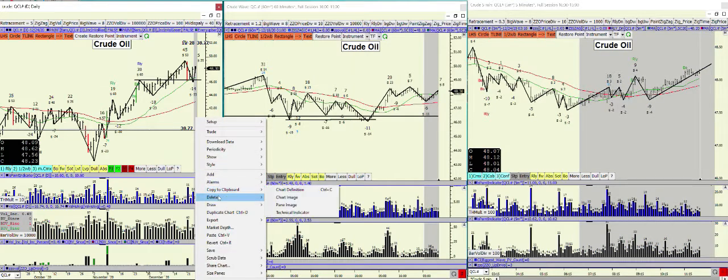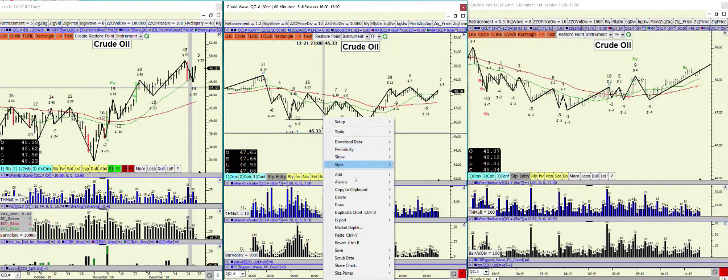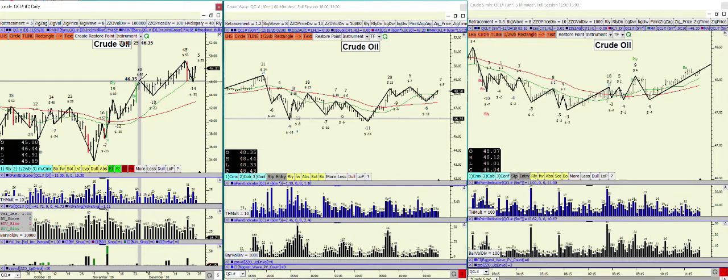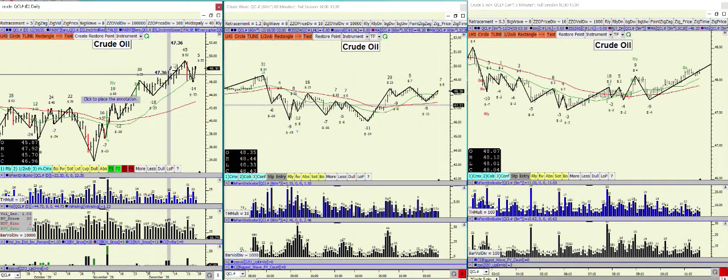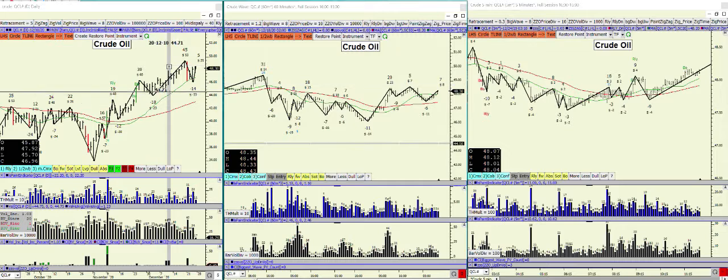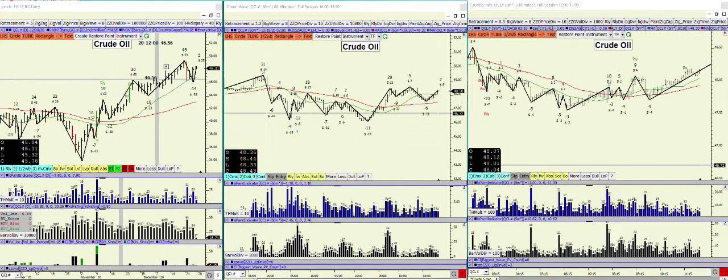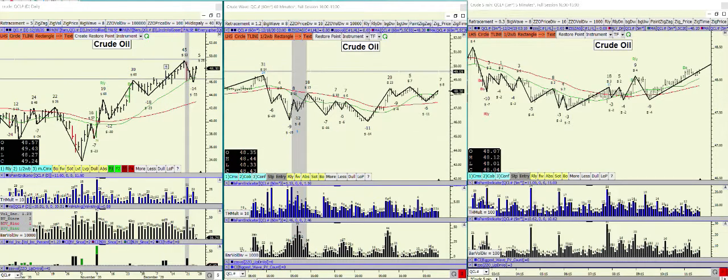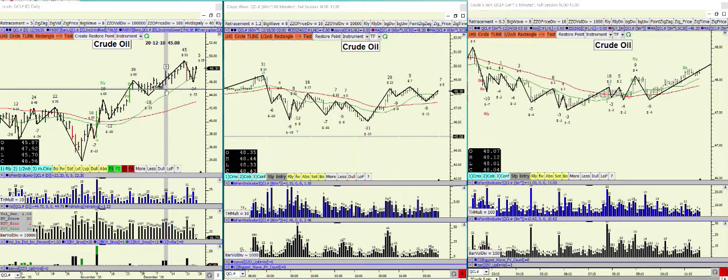I'll start again. I'm going to go to the daily first. Here you have a breakout, right? See that breakout? Where's the breakout? The breakout is right here. How do you know it's a breakout? Price and volume increase. That's it. It takes out the resistance area with increasing price and volume and has follow through.